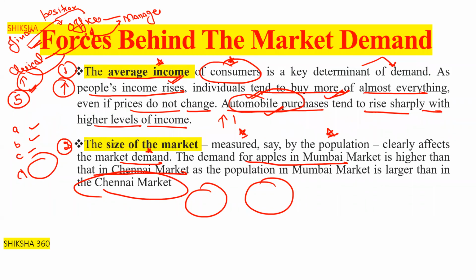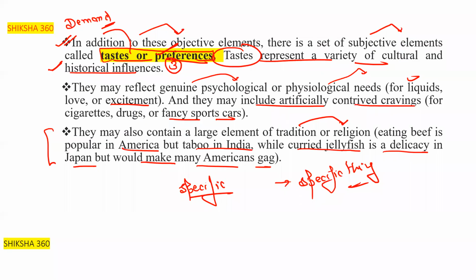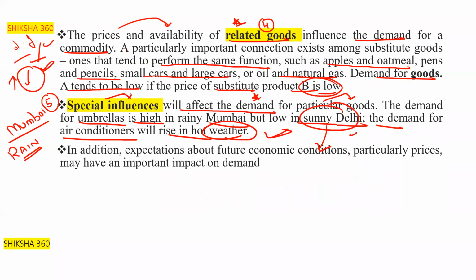First one is the average income, second one is the size of the market, third one is the taste or preferences, fourth one is the related goods, and fifth one is the special influence.